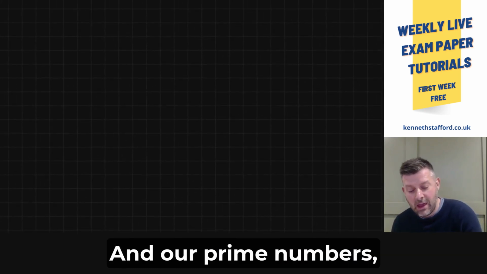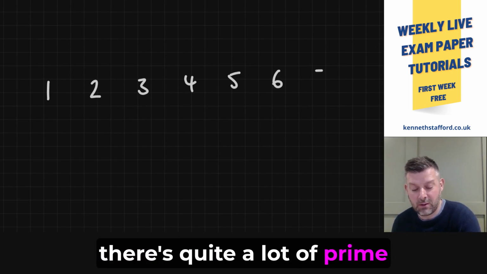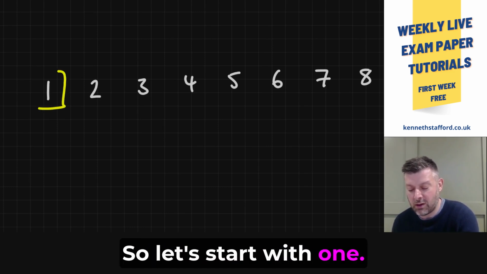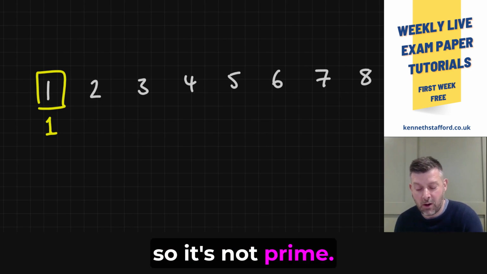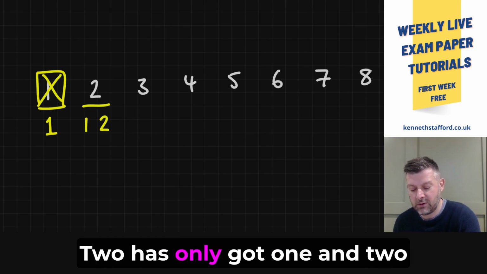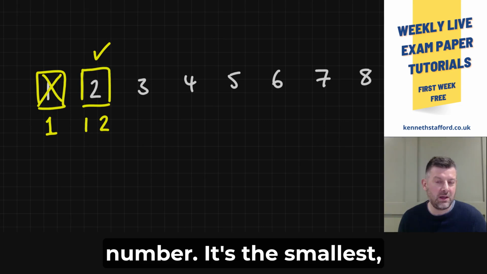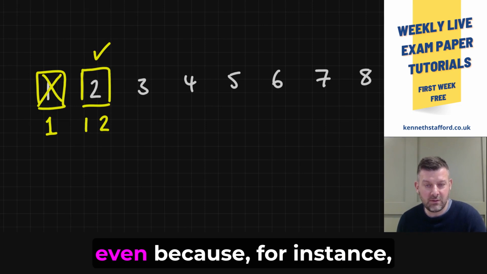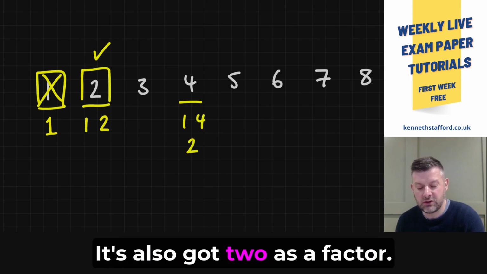So that's key. And our prime numbers, if we look at the first 10 numbers, there's quite a lot of prime numbers early on. I've got 8 on the screen there. So let's start with 1. 1 has only got 1 factor. It's a square number, so it's not prime. It's got to have 2 factors to be prime. 2 has only got 1 and 2 as factors, so it is prime. 2 is an important prime number. It's the smallest, and it's also the only one that's even. No other prime number can be even because, for instance, 4, because it's even, it's not just 1 and 4, it's also got 2 as a factor.